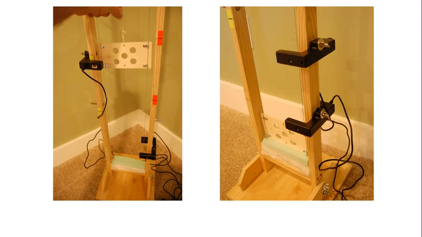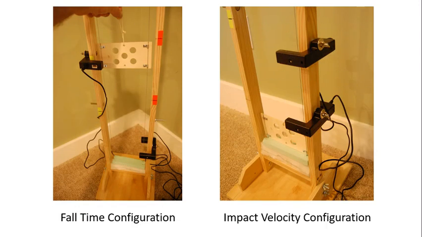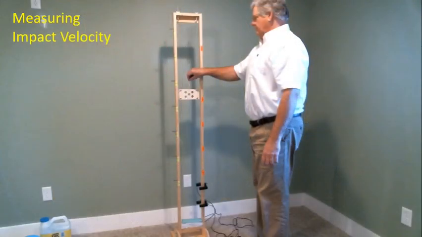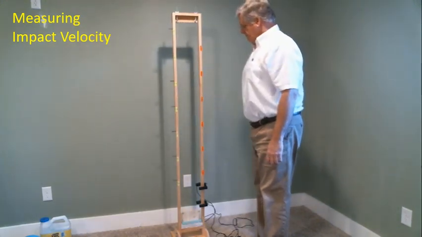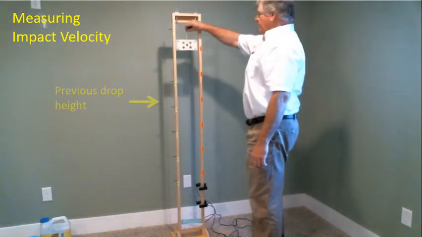The drop tower can be configured to measure fall time or impact velocity. Optical gates and LabQuest data units are used to make quantitative measurements. The drop tower guides the drop plate so consistent results are achieved. This essentially eliminates misdrops that can be frustrating for students. Drops from different heights can be accommodated quickly. Drop times or impact velocities are easily obtained from the LabQuest data units.